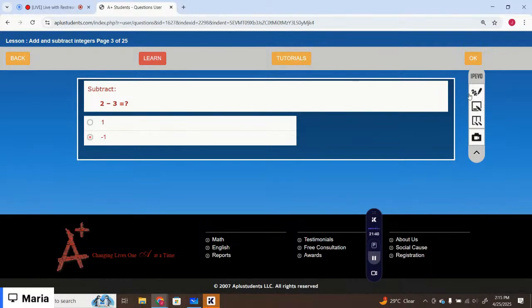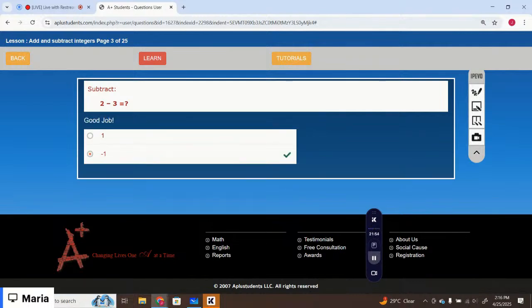That is -1, right? Because the greater number has a negative sign, you have to subtract and the answer must be negative. Yes, you can ask question if you have any. You can write down the question or the confusion.